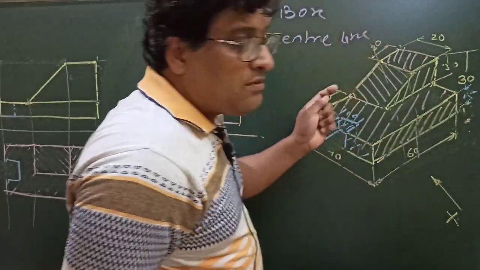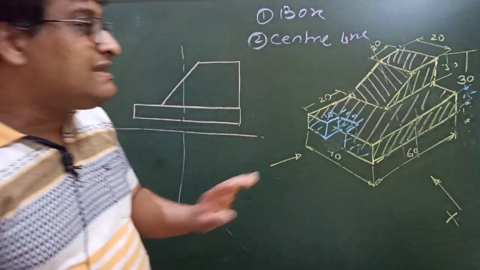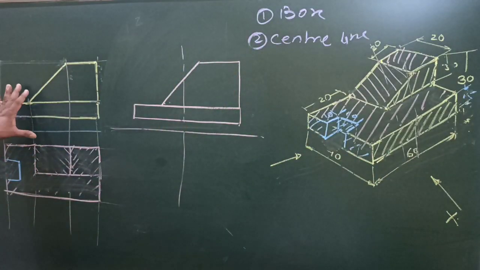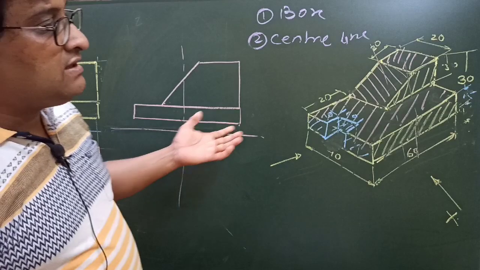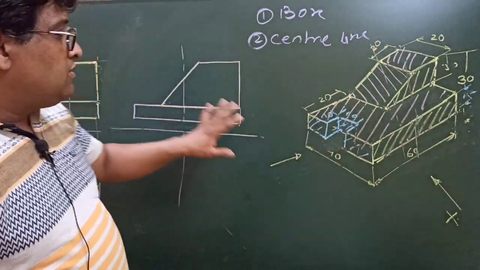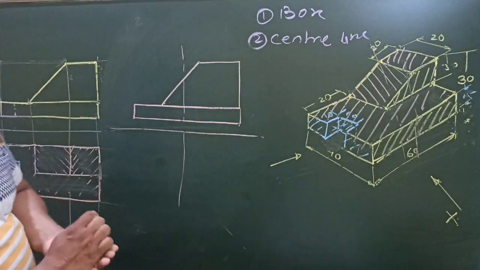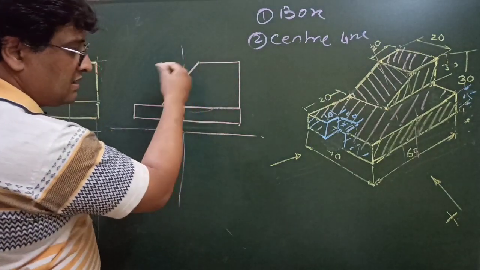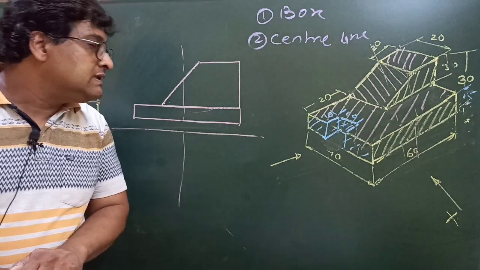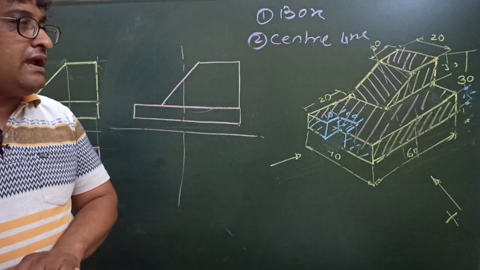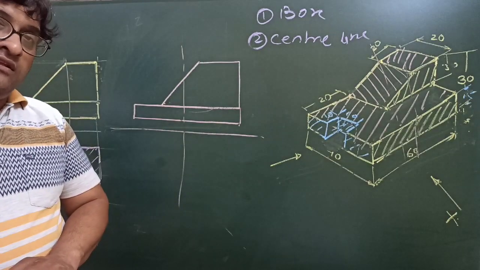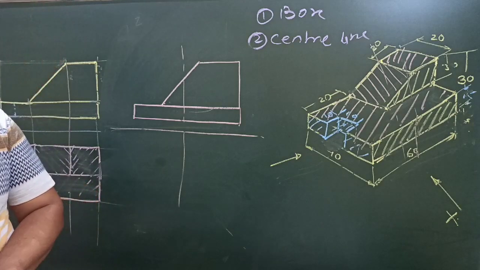This method is for diagrams where circles are not there; there you always go with the box method. It's easier for you. While in case there are circles or circular parts in the diagram, you go with the center line method, because at that time you have to draw the circles and many more such things. So this is all about the theory of orthographic projection and one example of that. In next videos we will be taking some more problems of orthographic projection.